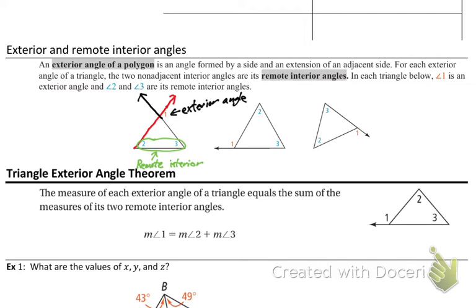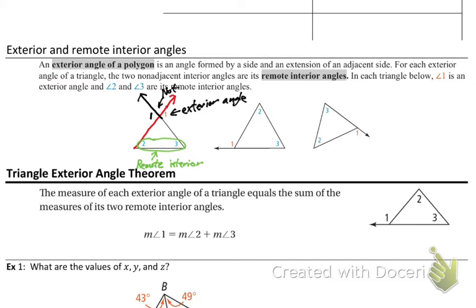If I extend this other line, I can also label this as an exterior angle. This right here is an exterior angle. This angle right here is not an exterior angle. This is not an exterior angle. I'm just going to put "not" there.